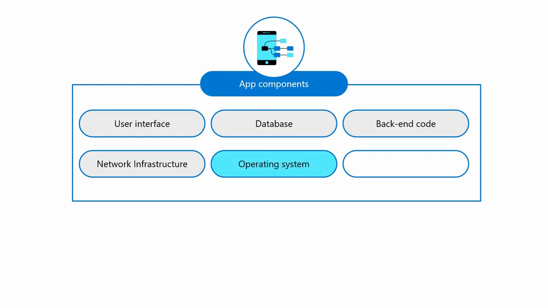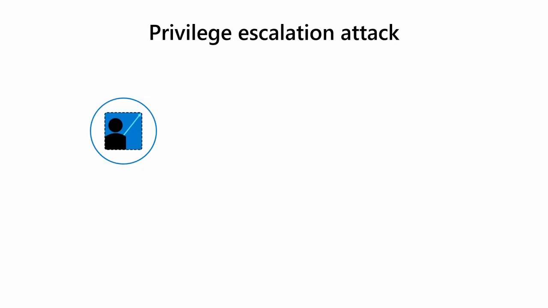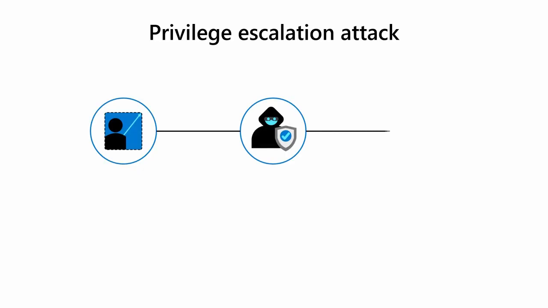And then you should also consider the operating system, the software that runs the computer that the application is hosted on. Think about the strategies an attacker could employ to leverage flaws in the operating system. For example, attackers might execute a privilege escalation attack to infiltrate an application and tamper with its functionality.